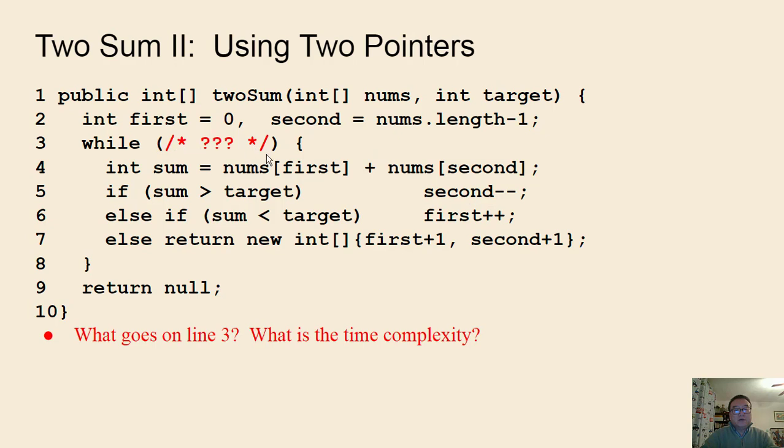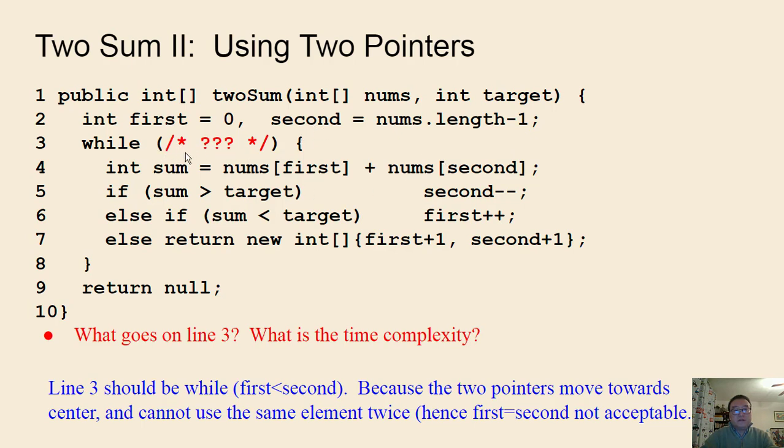So the question I have on the slide is what goes on here? What condition should we use? And the second question is, what is the time complexity of this algorithm? We said it's big O(n), it's a linear time, but I want you to be able to argue why it is a linear time. So if you want, you can pause the video and think about it.